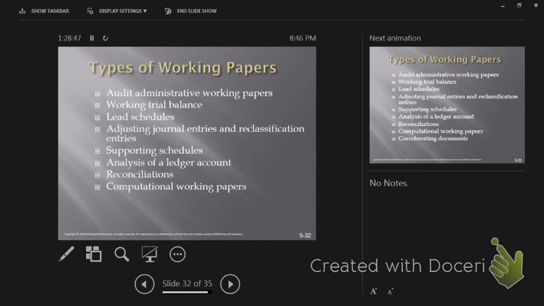Okay, so one more. So we got the administrative work papers, which is what we live on: the working trial balance, the lead schedules, adjusting journal entries, supporting schedules, the general ledger, reconciliation, computational working papers. So basically, every single living financial document that you just looked at and you created and you reconciled to get the results that you came up with.